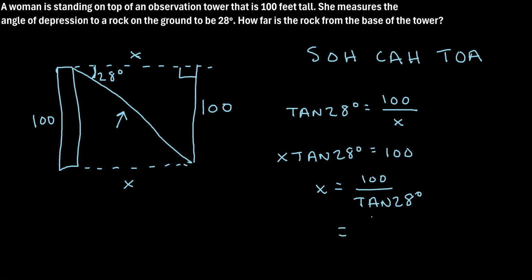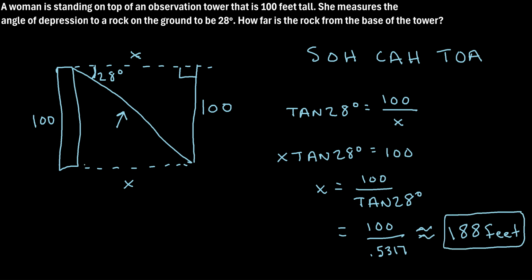So if you punch tangent of 28 degrees into a calculator, that turns out to be about 0.5317. So we get 100 divided by 0.5317. And if you punch that into a calculator, you'll get about 188. And remember, our units is feet. So the distance from the base of the tower to this rock over here is 188 feet.